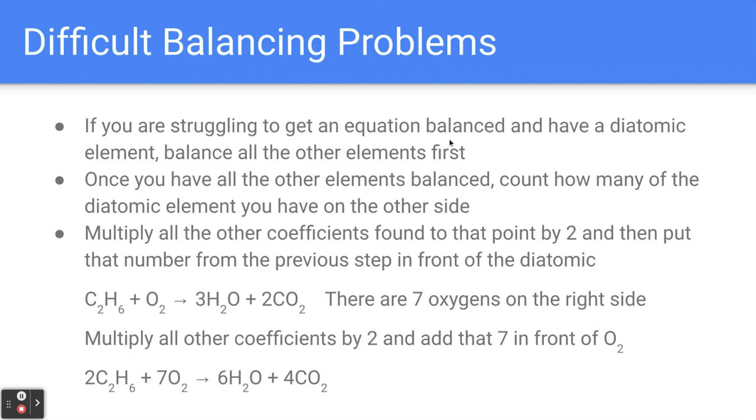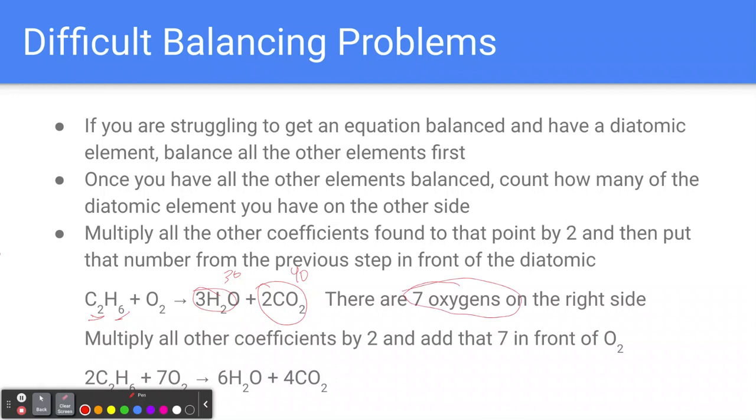This method that I'm talking about typically works well for combustion reactions, and combustion reactions typically deal with a carbon-hydrogen compound plus oxygen to give us water and carbon dioxide. So what I did here was I first balanced out my carbons and hydrogens. I saw C2, so I put a 2 in front of carbon dioxide. And then I saw H6, so I put a 3 in front of water to give me that 6. So what that did is it left me with 3 oxygens from the water and 2 times 2 gave me 4 oxygens. I was left with 7 oxygens on the right-hand side.